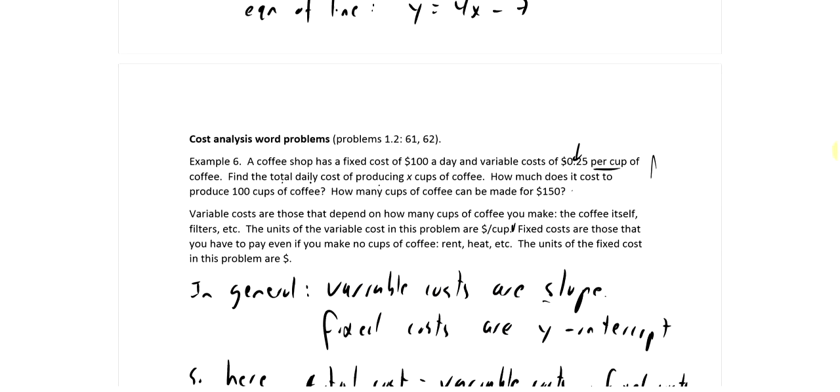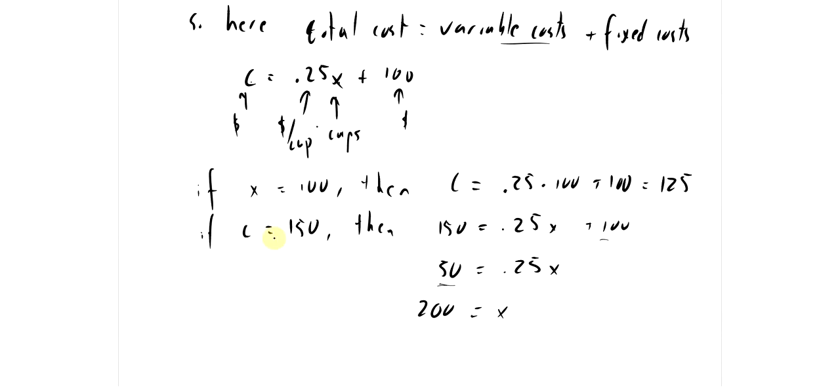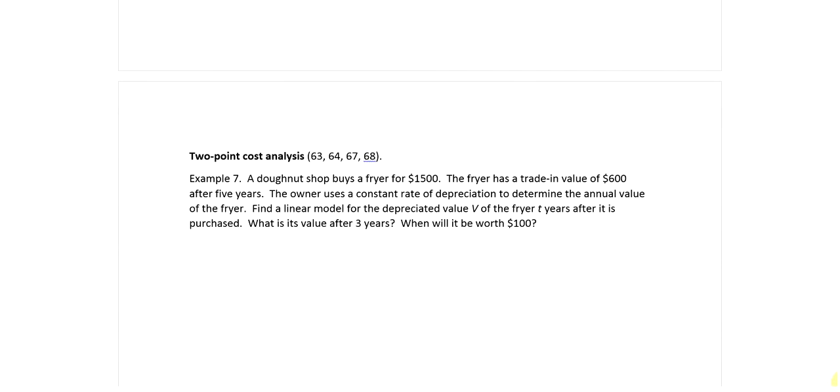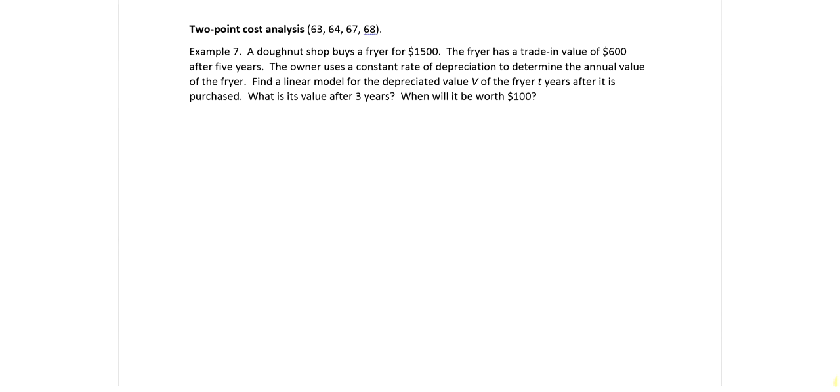Okay, so here, once we have the equation, 100 cups of coffee goes in for X. $150, that's my total cost, so that goes in for C in the problem. Okay. A two-point cost analysis. This is problems 63, 64, 67, and 68. You'll see why I call this a two-point cost analysis in a moment.